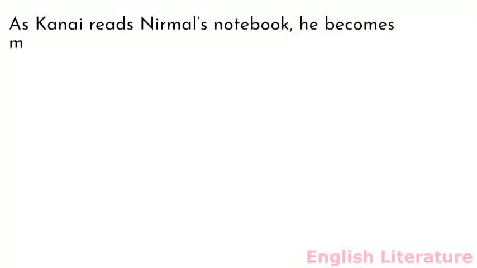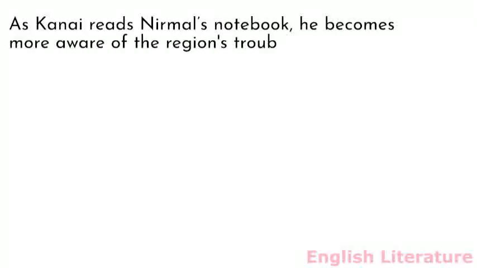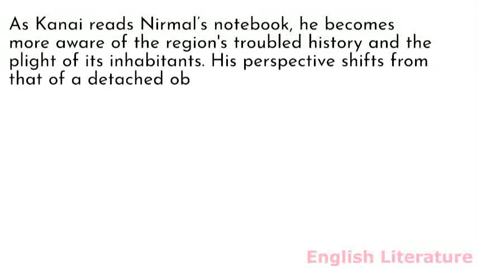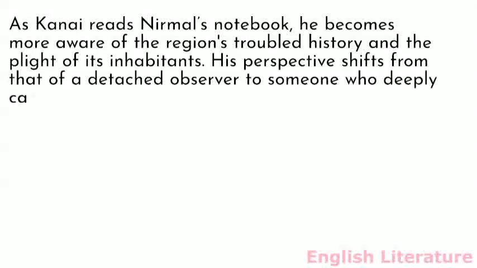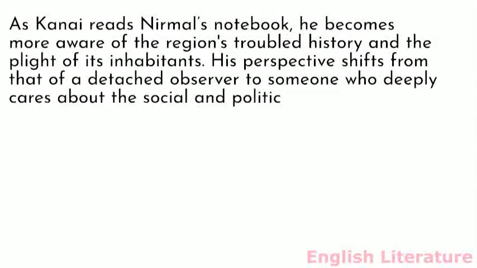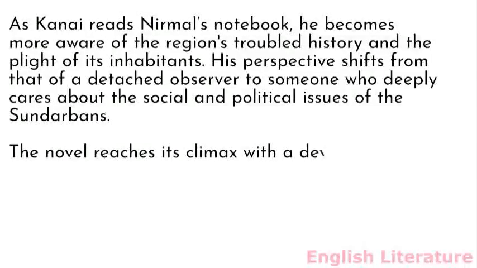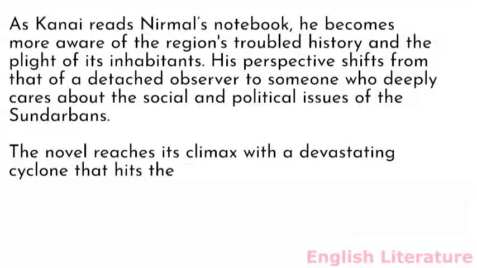As Kanai reads Nirmal's notebook, he becomes more aware of the region's troubled history and the plight of its inhabitants. His perspective shifts from that of a detached observer to someone who deeply cares about the social and political issues of the Sundarbans. The novel reaches its climax with a devastating cyclone that hits the Sundarbans.